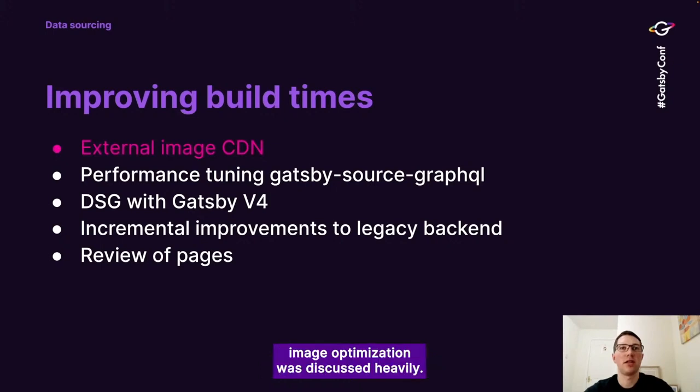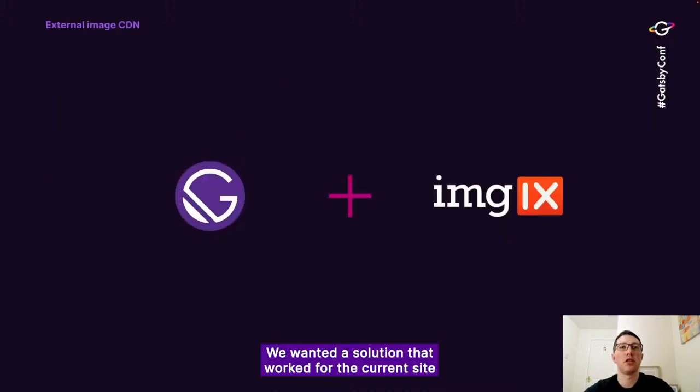At the start of the project, image optimization was discussed heavily, not only for the new site, but also for the current site. And as a byproduct of choosing an external image CDN, we improved build times as Gatsby no longer needed to process and optimize all the images at build time. We wanted a solution that worked for the current site, but also had good ties with Gatsby, so ImageX was a great choice. Plus, ImageX is actually used by a number of headless CMSs, such as DatoCMS, Prismic, and CosmicJS. So we were pretty used to their API and the functionality that ImageX provided.